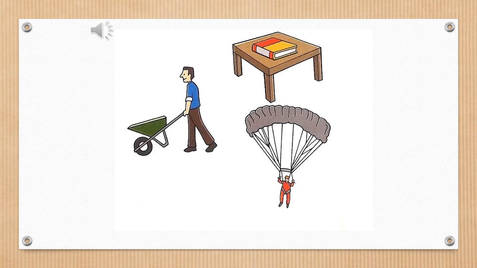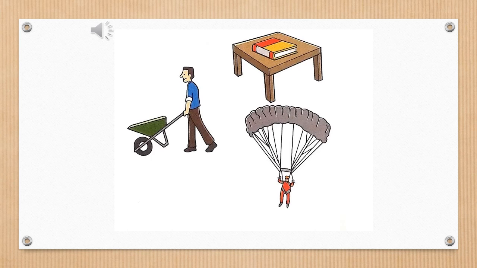Here are some questions for you. For each picture, say whether work is being done or not, and why. Look at the first picture. A man is pushing the wheelbarrow. What happened to the wheelbarrow? It is moving. So work is being done. In the second picture, you can see a book is kept on the table. Is any work done? No, work is not being done because there is no movement.